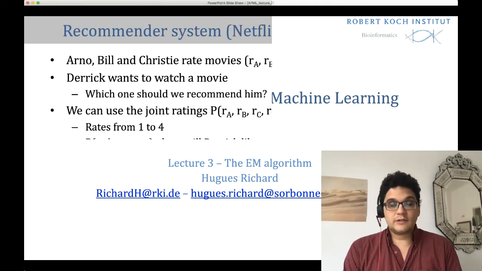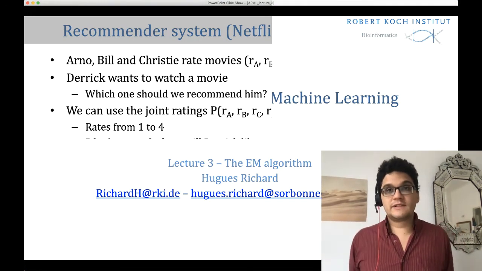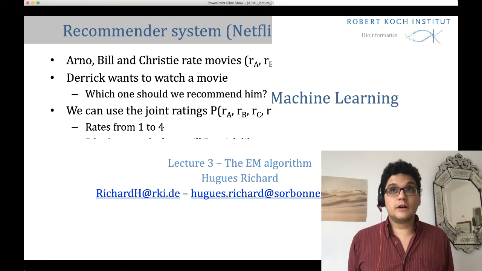So let's see another example, which is a recommender system. And I guess most of you are familiar with that, because you encounter it now every day. So it's a general machine learning problem, the recommender system. And the problem is to be able to predict for a customer, given what he liked previously, or what he bought previously, what he would like to buy in the next step.